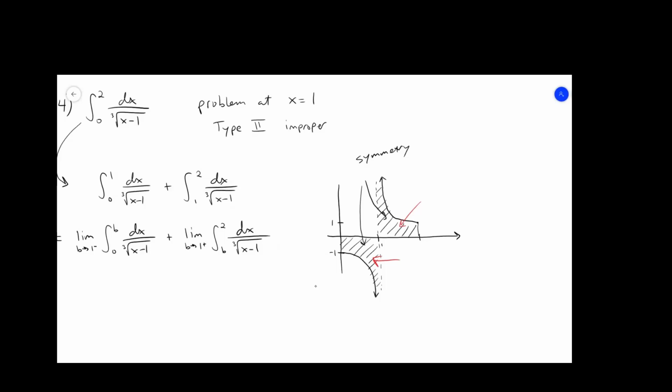But we just said there's symmetry. And so since there's symmetry, this area here is the same as this area here, but negative. So if you've got a positive area above and the exact same negative area below, add those two together, you're going to get zero. See that? And so we know the answer already if it converges. If it converges, the answer is zero.